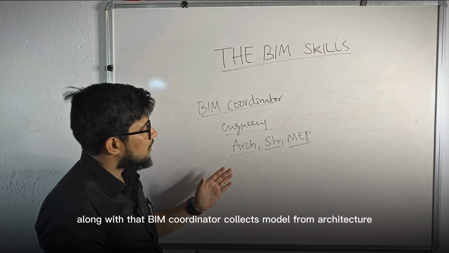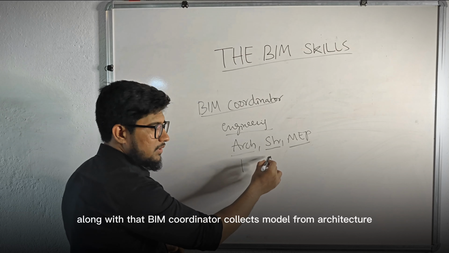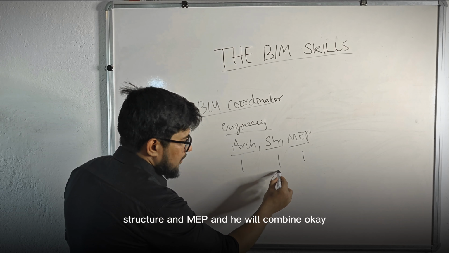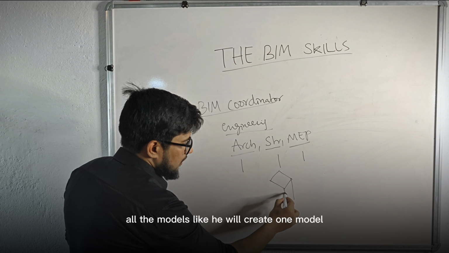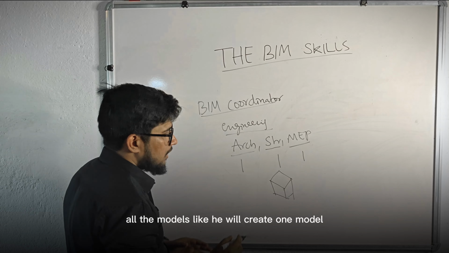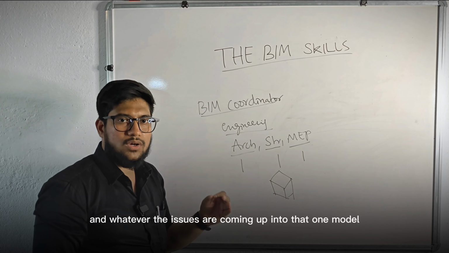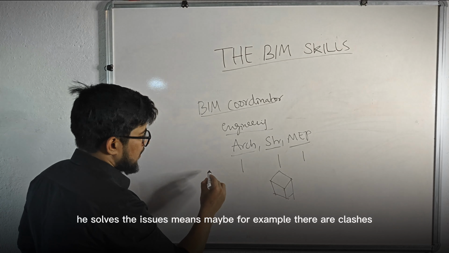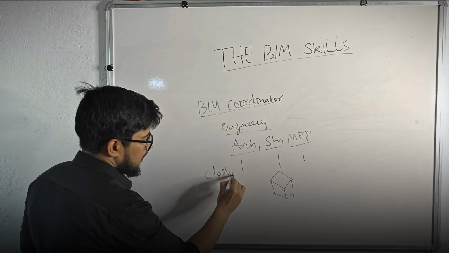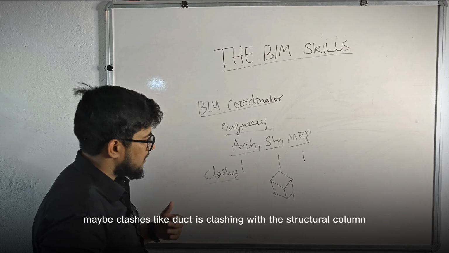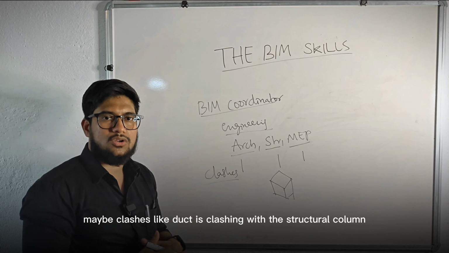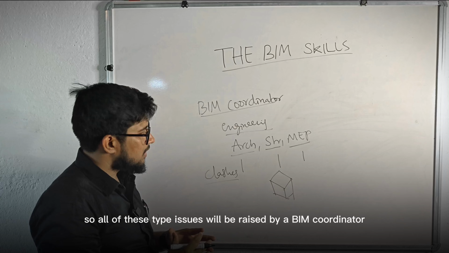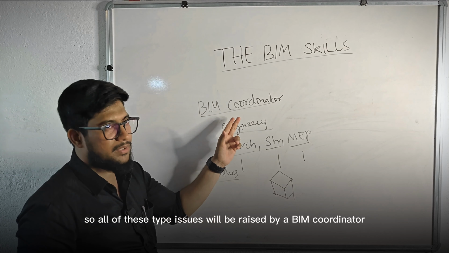Along with that, the BIM coordinator collects models from architecture, structure and MEP, and he will combine all the models. He will create one model, and whatever issues come up in that model, he solves. The issues, for example, are clashes. Maybe a duct is clashing with a structural column, or maybe the ceiling height is getting reduced. All of these types of issues will be raised by a BIM coordinator.